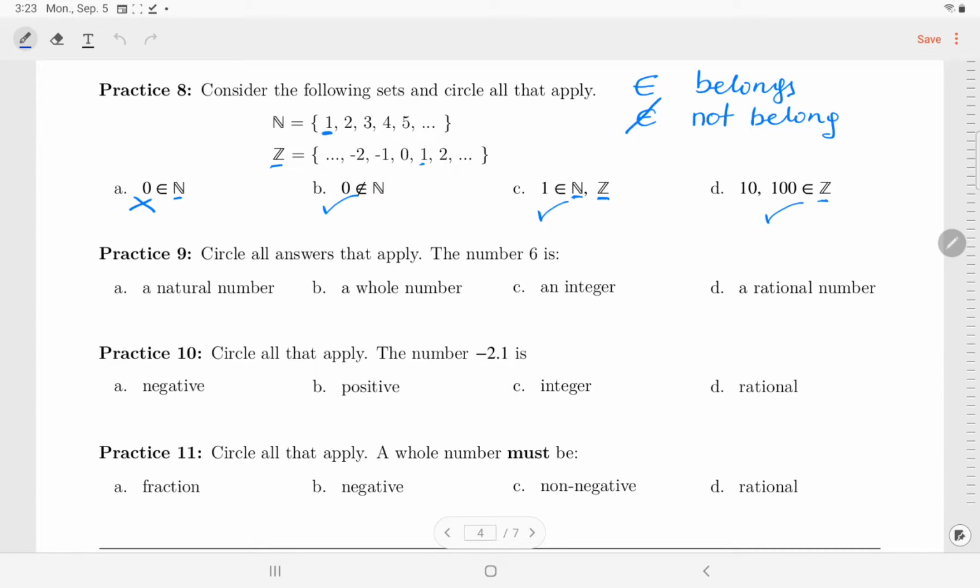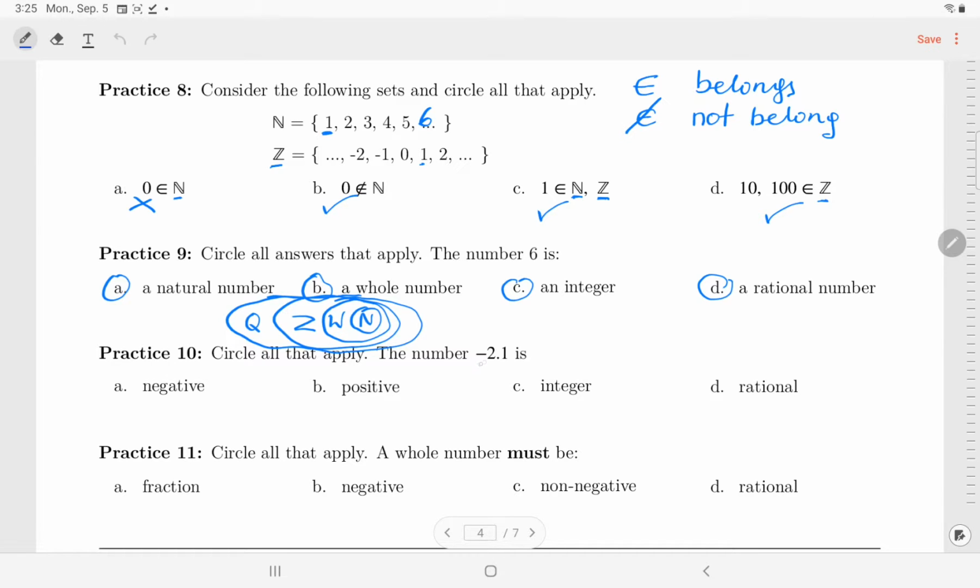Circle all answers that apply. Number 6 is a natural number. We see that 6 belongs to natural numbers, so that's correct. And since all natural numbers also belong to whole numbers, 6 must belong to whole numbers. And since all whole numbers are part of integers, 6 must also be an integer. And since rational numbers include all integers, whole numbers, and natural numbers, that means 6 is also a rational number.